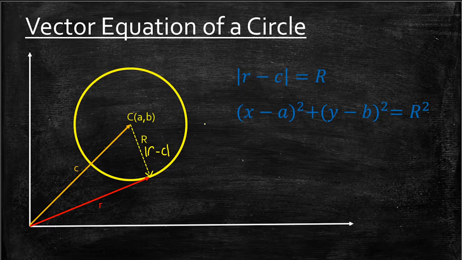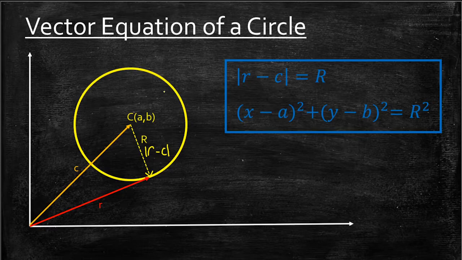The ideas with spheres, which we'll cover later on, are going to be exactly the same, except we'll just have a (z take away c) squared in the Cartesian equation, and the vectors will just have 3 components instead of 2 components in the two-dimensional case like we have with circles. So let's do a few examples now, and that's important, so copy that down.